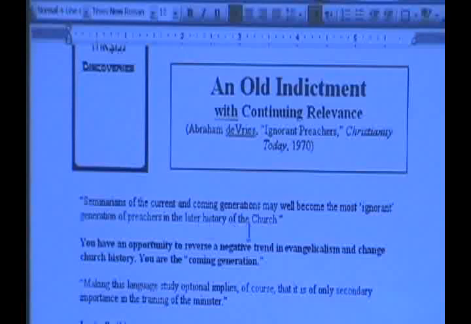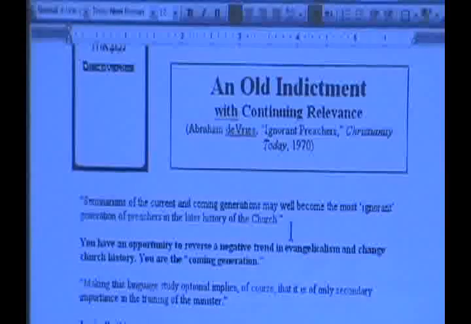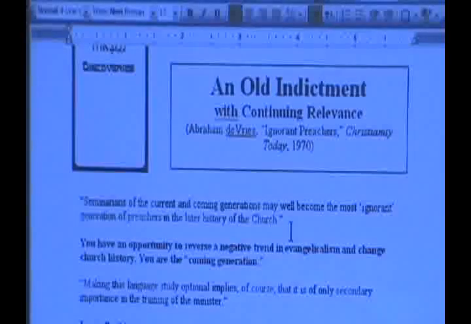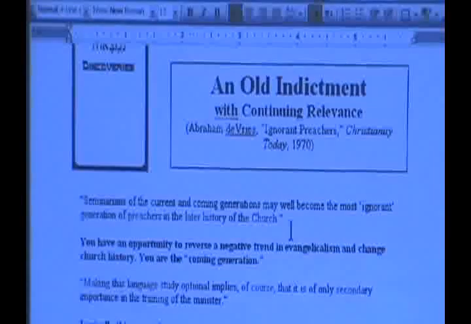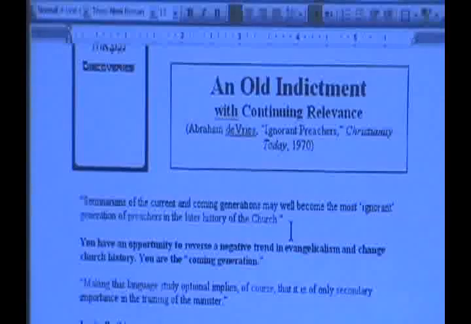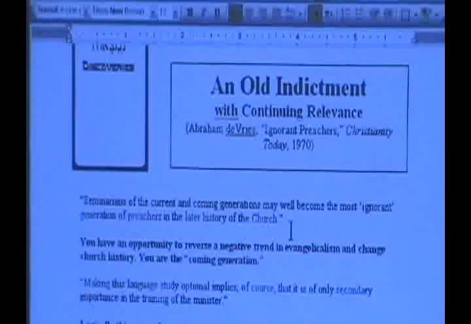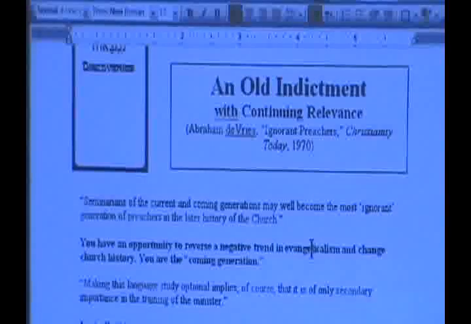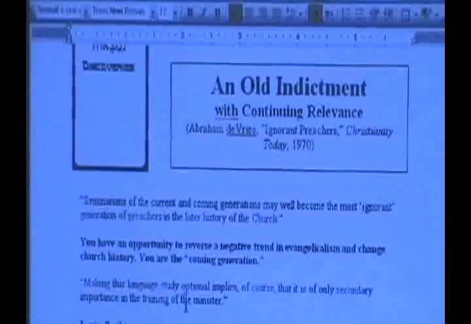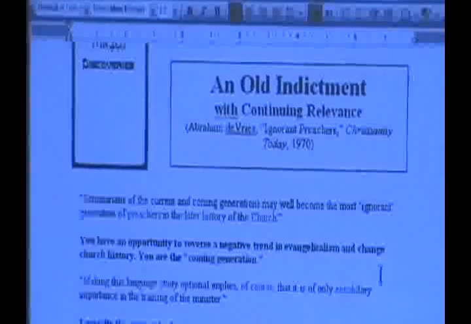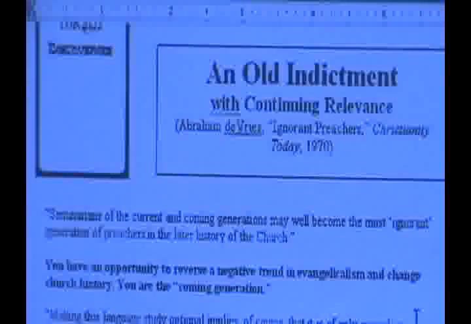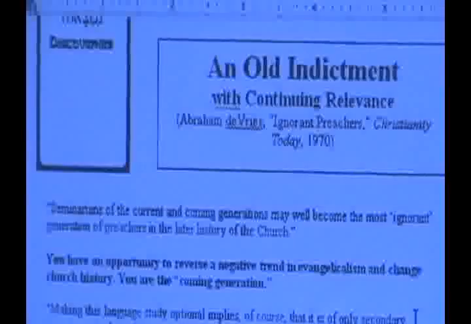Seminarians of the current and coming generations may well become the most ignorant generation of preachers in the later history of the church. Why is that? Well, in part because many of the seminaries have decided, let's make language optional. Or if it's not optional, let's cut it back. Making language studies optional implies, of course, that it's of only secondary importance in the training of the minister.